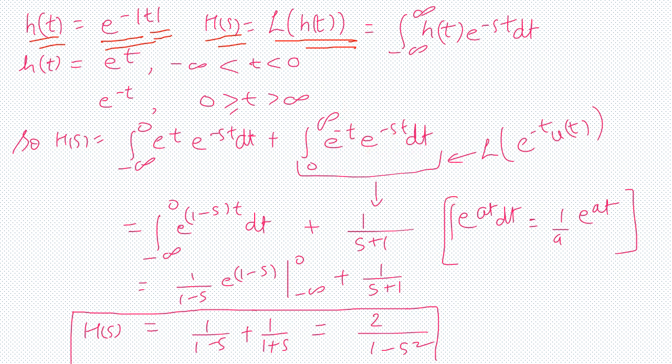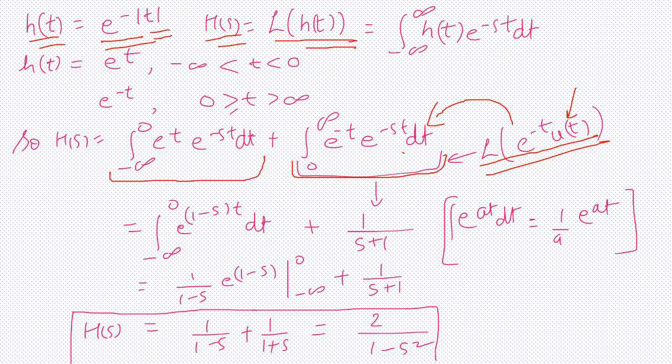Now you can observe that the second term is simply the Laplace of e power minus t u of t. Its integration we already know, because we know its Laplace, which is 1 over s plus 1. So this term's Laplace is already known to us, and we are only left with the first term.